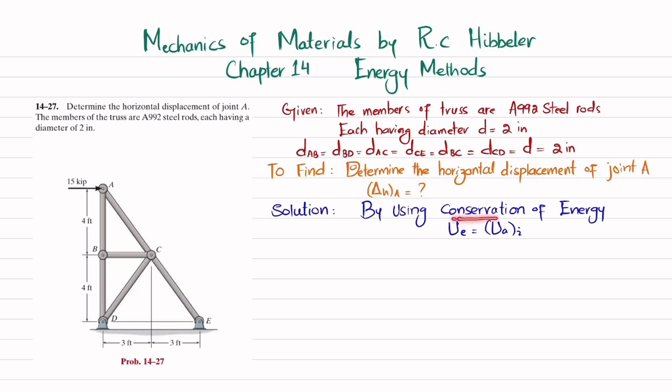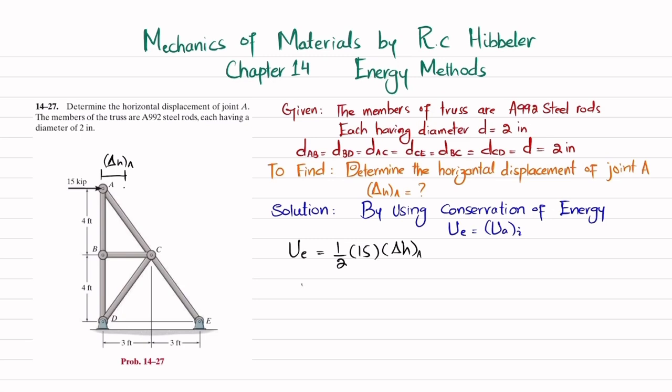We'll use conservation of energy. Due to this load, joint A will move delta HA. The strain energy due to the external load is 1 over 2 P times this horizontal displacement of A, which will be equal to the axial strain energy in the truss. So UE will be equal to 1 over 2 multiplied by 15, which is the load, into the horizontal displacement of point A. Clear? This is delta H, the horizontal displacement of point A.